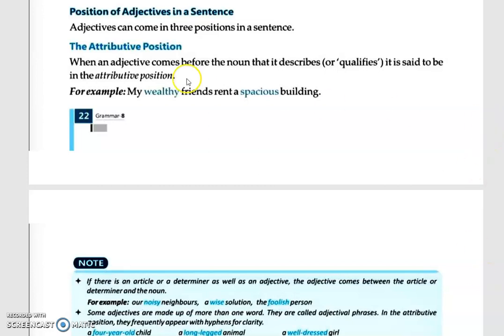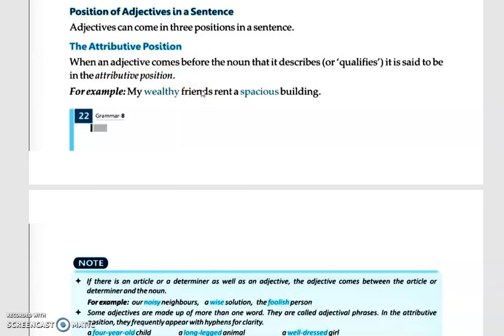The first position is the attributive position. When an adjective comes before the noun that it describes or qualifies, it is said to be in the attributive position. This means we have a noun, friends. So if the adjective comes before the noun, it is called the attributive position.